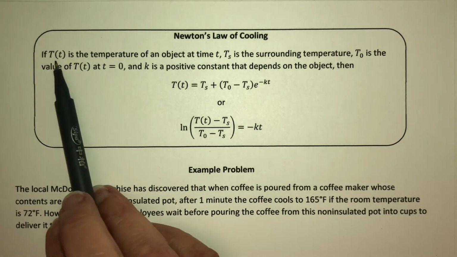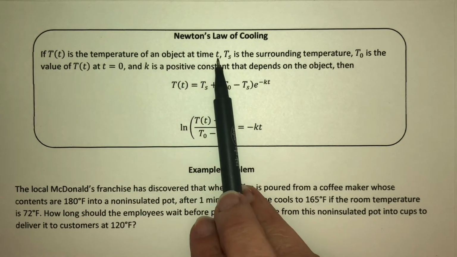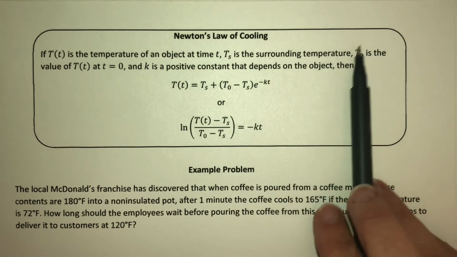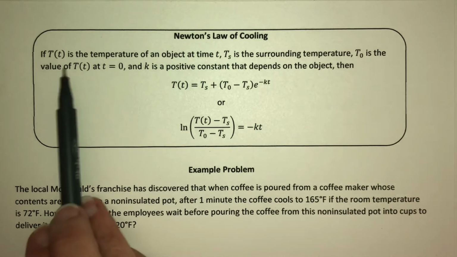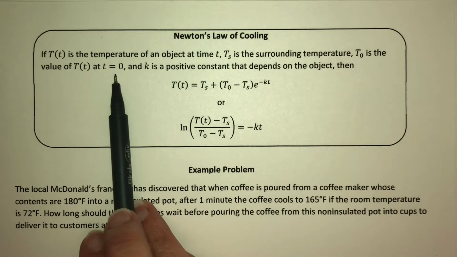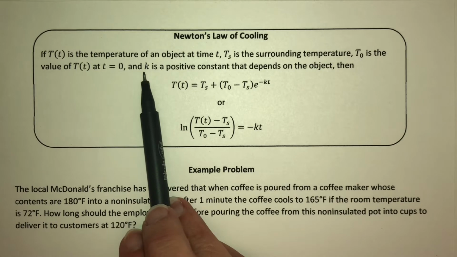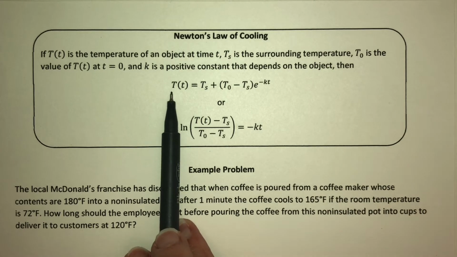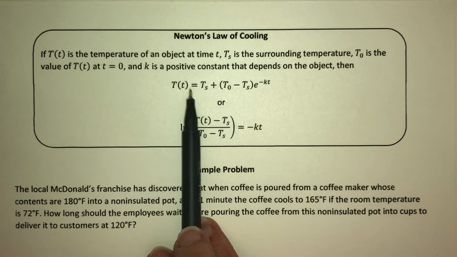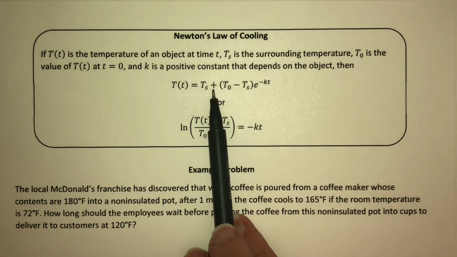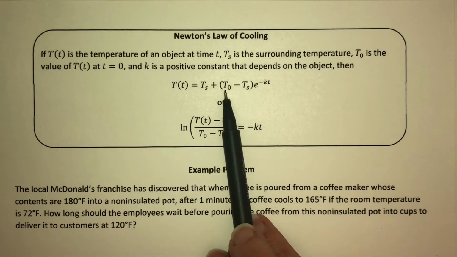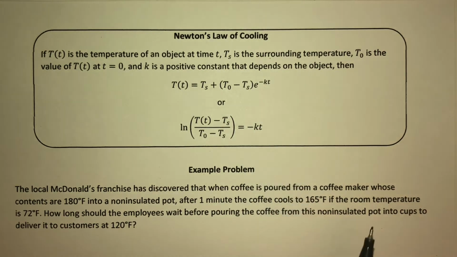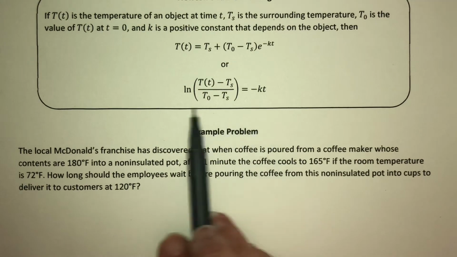If T of t is the temperature of an object at time t, T sub s is the surrounding temperature, T sub 0 is the value of T of t at time 0, so it's your initial temperature, and k is a positive constant that depends on the object, then the temperature after time t is equal to the surrounding temperature plus the difference between the initial temperature and the surrounding temperature times e to the negative kt, and solved in logarithmic form, it is this.